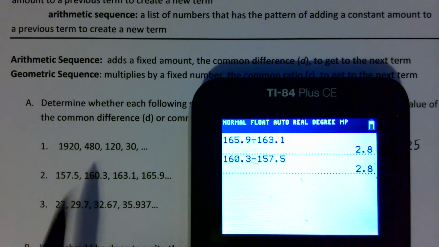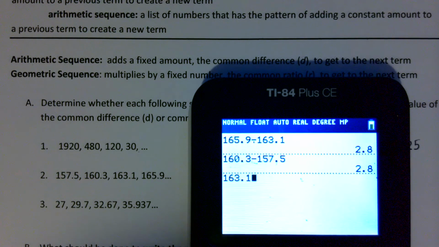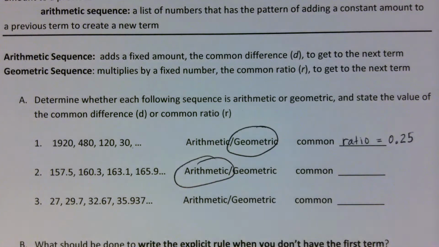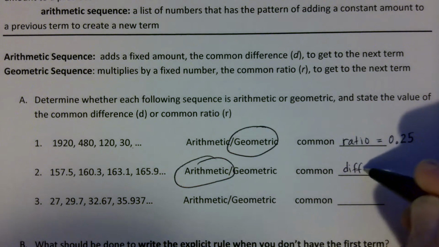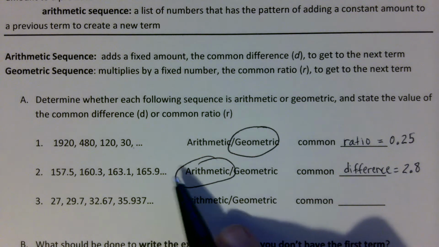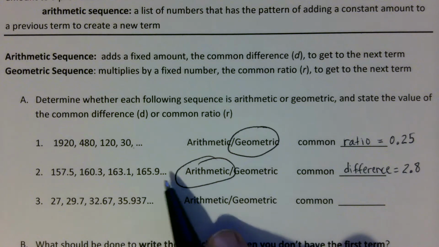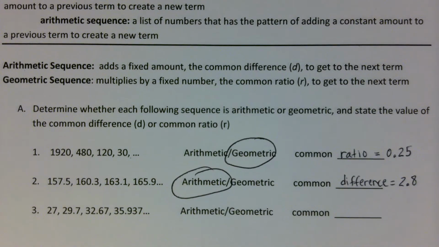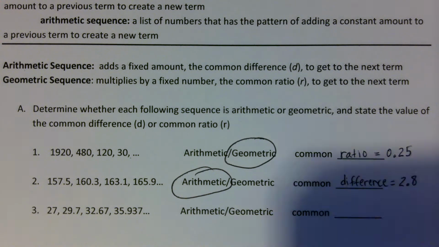And if you want to try it with one more pair, 163.1, and I subtract the previous amount, 160.3, and I also get 2.8. So I know this is an arithmetic sequence. The common difference is 2.8, which means every term that comes next, I created by adding 2.8. All right, with the last one, we're not sure what this could be. Could be arithmetic, it's going up pretty slowly, or it could be geometric. It's being multiplied by a ratio that's pretty close to 1. So let's try arithmetic first.